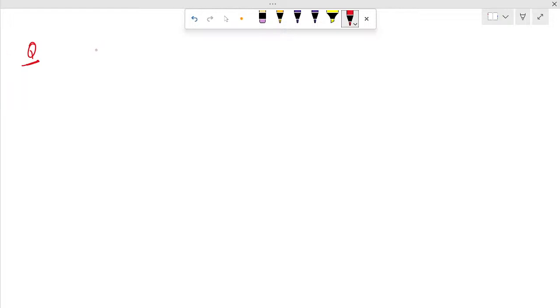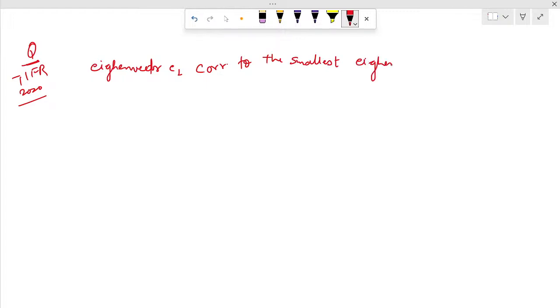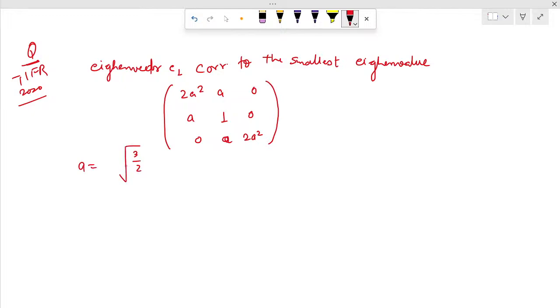The question says, this is TIFR 2020, I think. It says that the eigenvector E1 corresponding to the smallest eigenvalue of the matrix given by 2a square, a, 0; a, 1, a; 0, a, 2a square, where a is root 3 upon 2. This was asked.